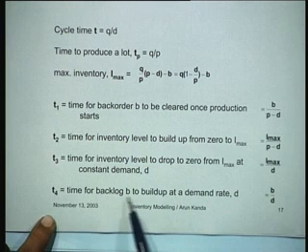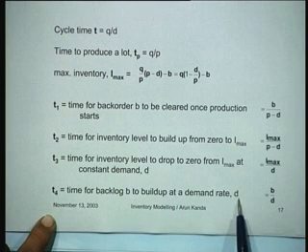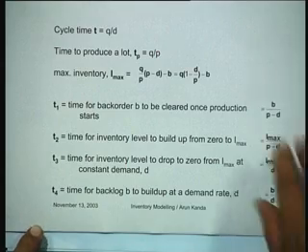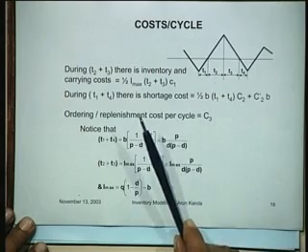T4 is the time for backlog B to build up at a demand rate D, which is simply B by D. So having got these expressions, you can develop the expression for the total cost per cycle. That's our intention. So the total cost per cycle, you notice an interesting thing.